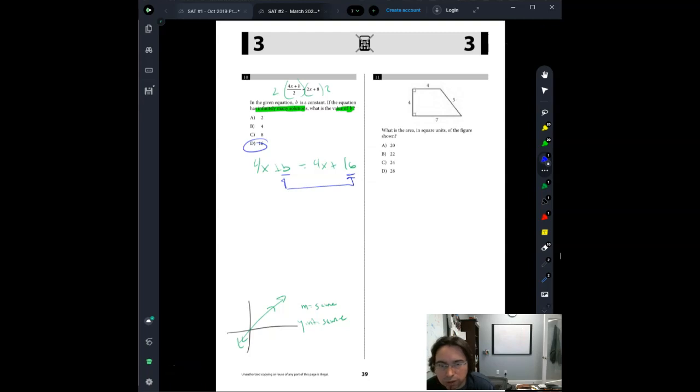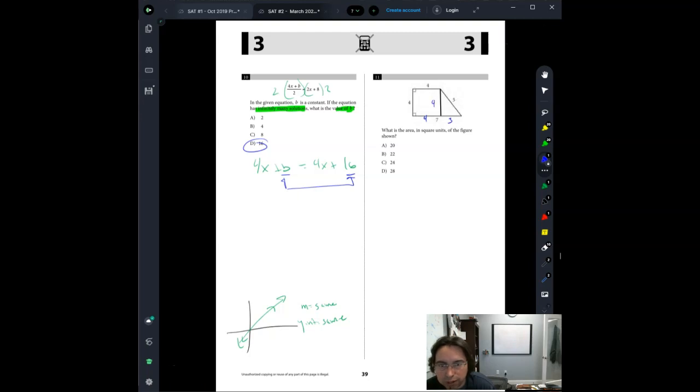Okay, so this one is one of those composite shape ones, and so we're adding two shapes. What we can do is draw a line that goes from here to here. We also know that if this is 4 and the whole side is 7, this has to be 3. So it's 3, 4, 5.